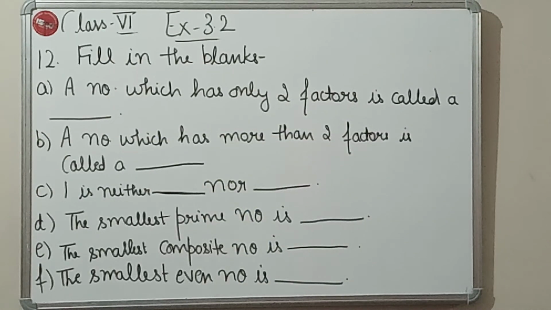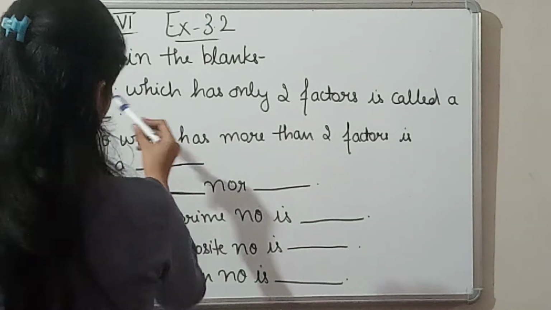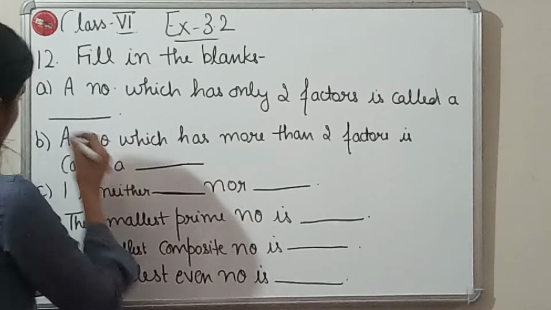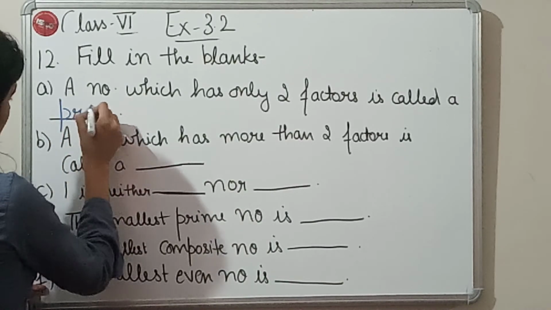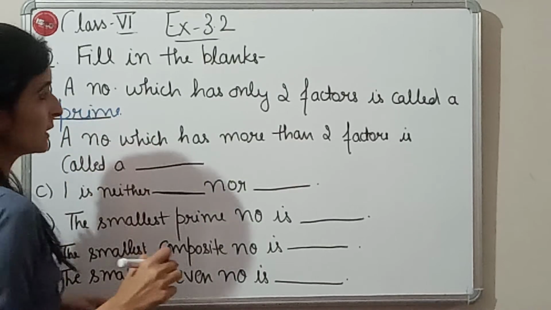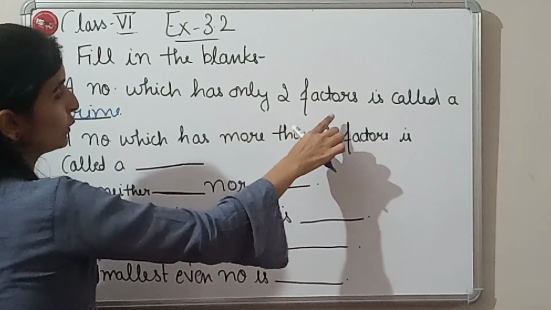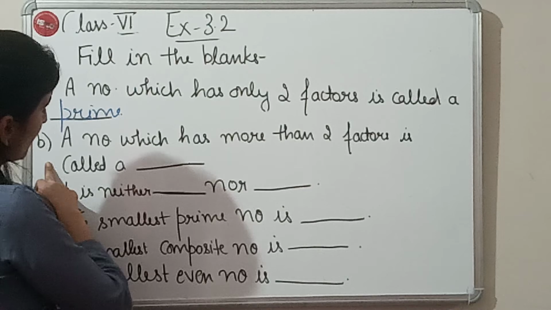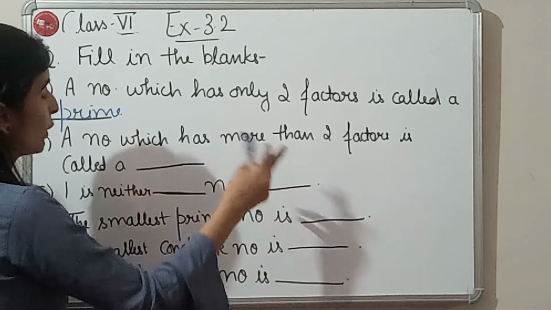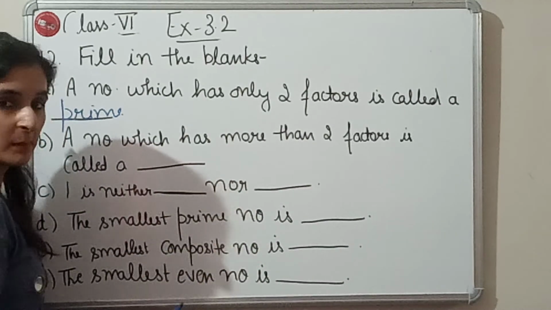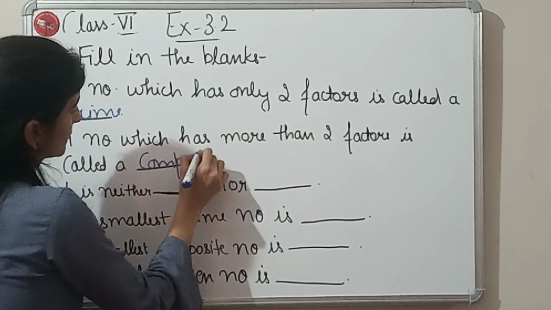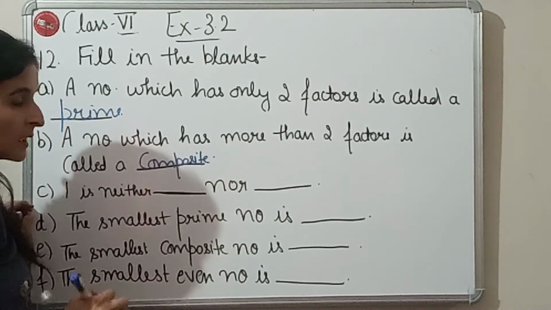Now the next question is, fill in the blanks. A number which has only 2 factors is called a prime number. We have already done this in the definition of prime numbers. After that, B part is a number which has more than 2 factors. That will be a composite number. That also we have done.